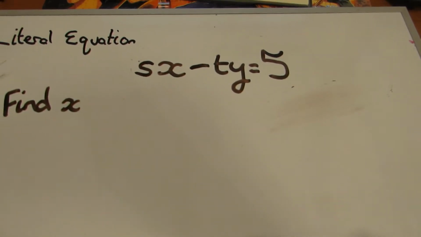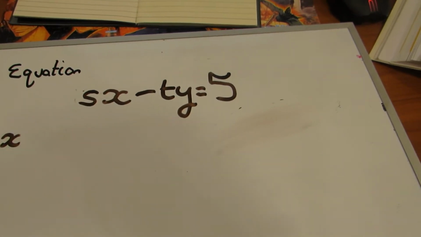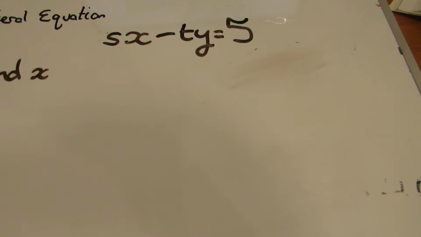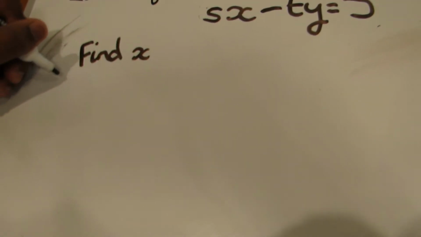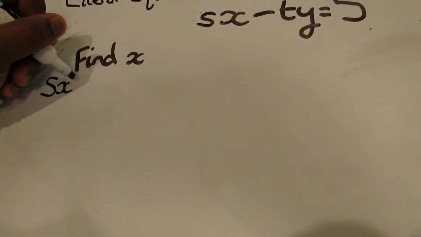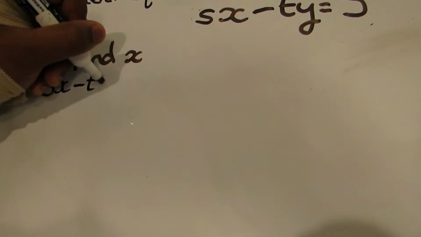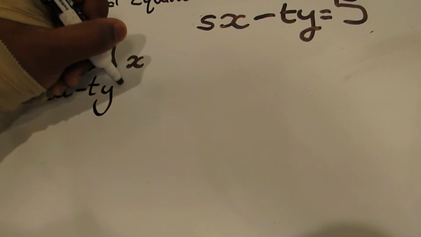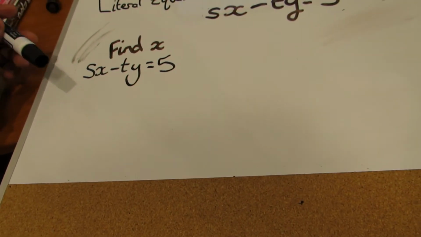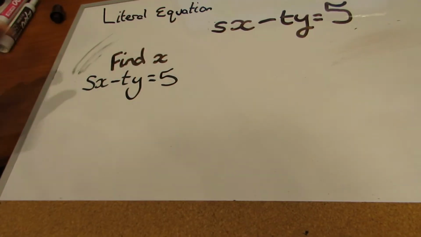Let's say we're given the equation sx minus ty equals 5, and we're trying to find x. So firstly, what we'll do is rewrite it, because I like it to be right in front of me. So it'll be sx minus ty equals 5. And then what we're going to do is add ty to each side.